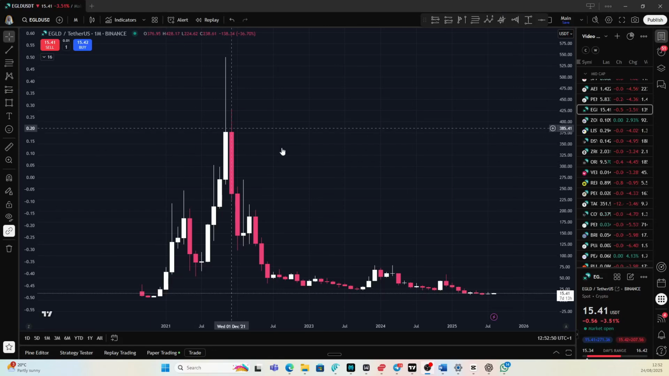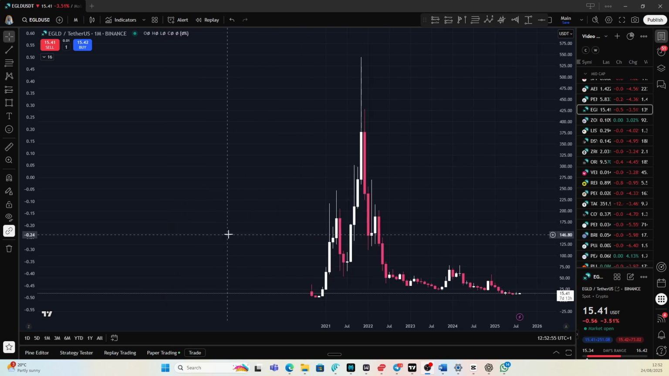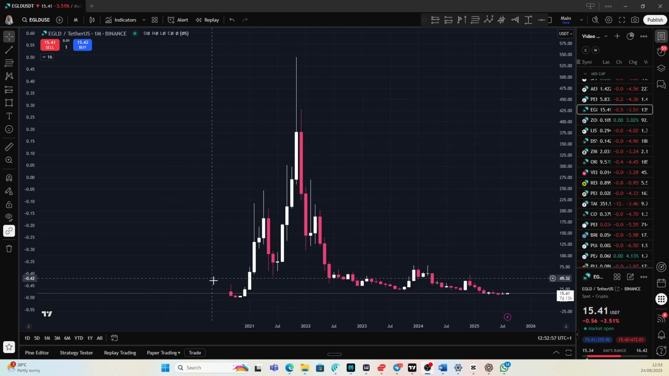So here we have the token EGLD, otherwise known as MultiversX. And if we look at this, we can see quite an interesting chart pattern. We obviously had this massive impulse up to an all-time high at $545, and we've completely retraced down into this $15 range. I think this is an interesting one because tokens like this, you can have quite a lot of upside playing around in this region.